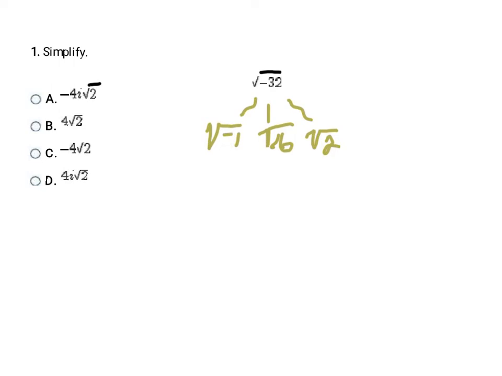So the square root of -1 is going to become i. And then the square root of 16 becomes 4. Mathematicians just write the number in front of the i. And the square root of 2 doesn't break down any further, so I'm left with the square root of 2. That's going to be my answer, D.